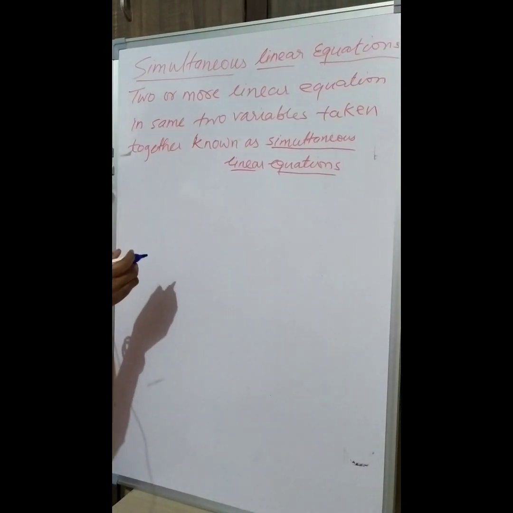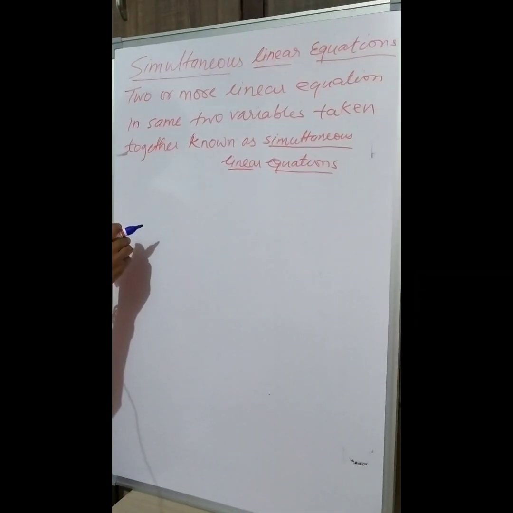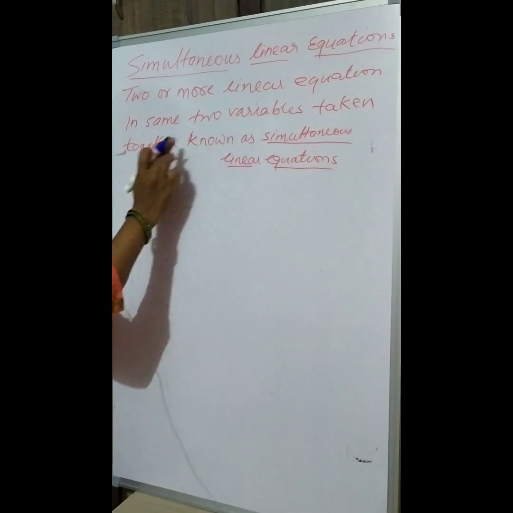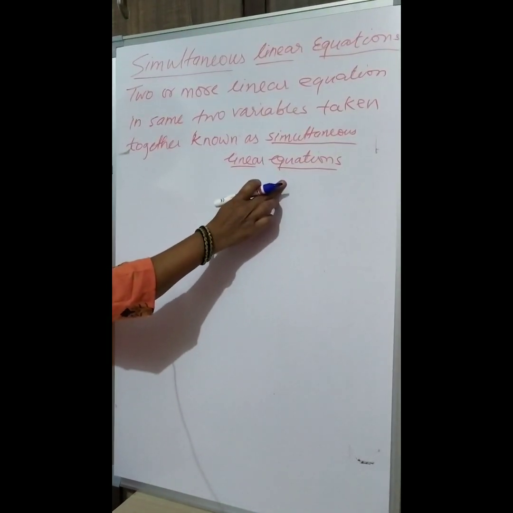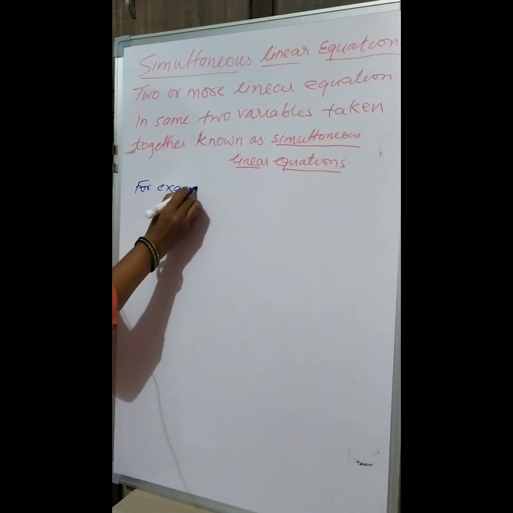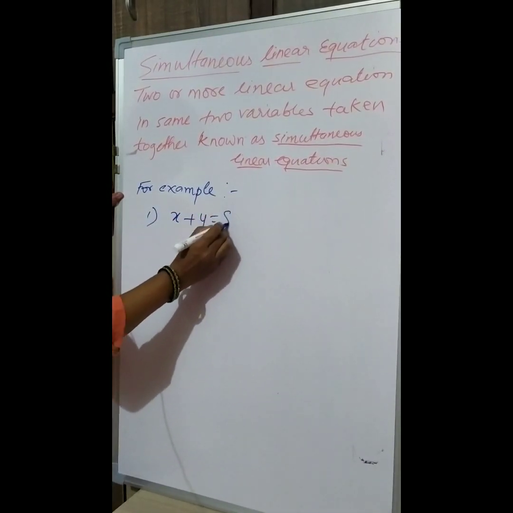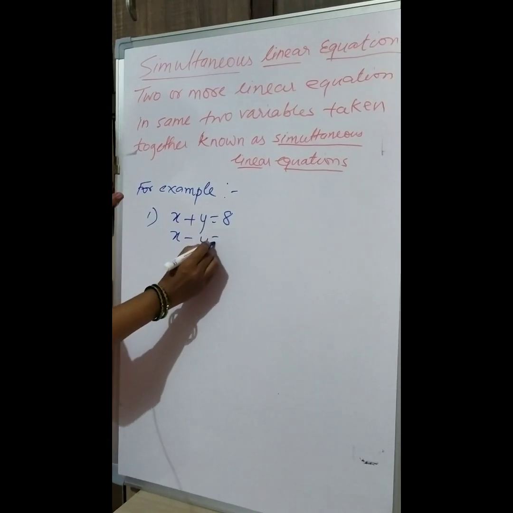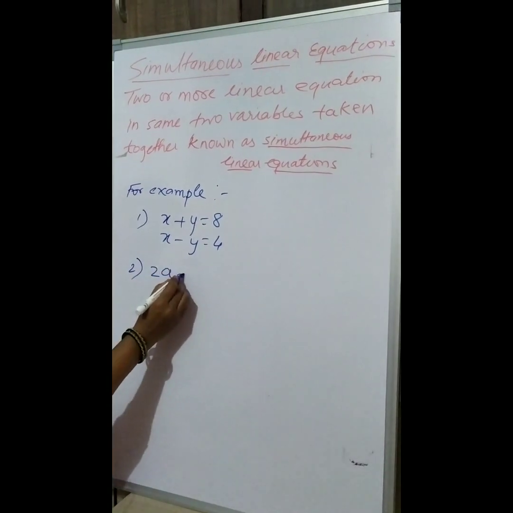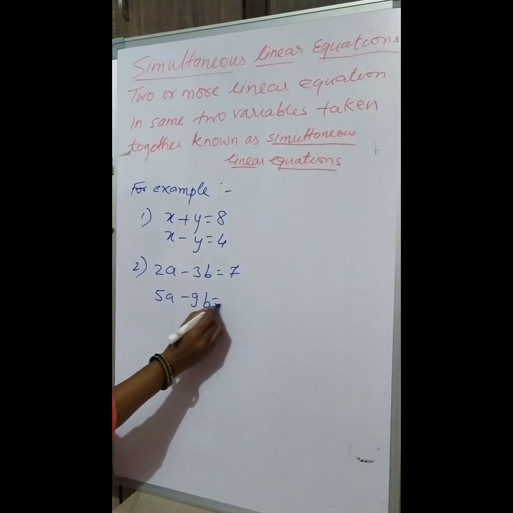After finding the solution of linear equation in two variables, we will go for the next topic, that is simultaneous linear equations or simultaneous equations. See the definition: two or more linear equations in the same two variables taken together are known as simultaneous linear equations or simultaneous equations. For example, first example, x plus y is equal to 8, x minus y is equal to 4. Second example, 2a minus 3b is equal to 7, 5a minus 9b is equal to 8.